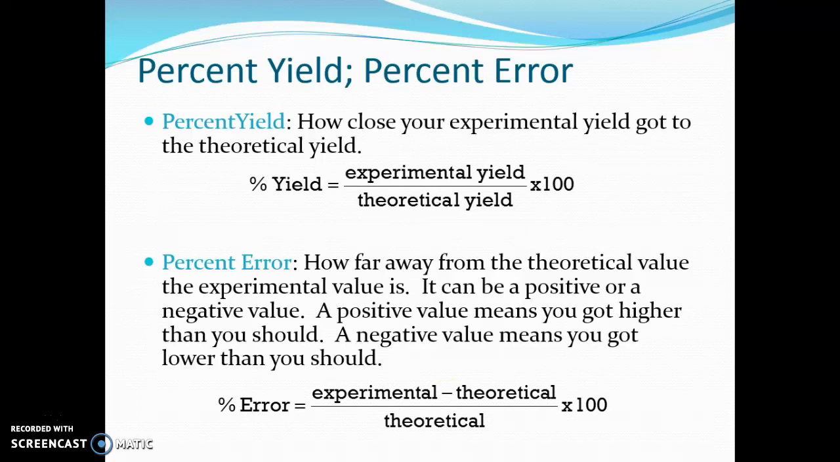But either way, percent error is going to be the difference, experimental minus theoretical. So if the experimental is less than what you were supposed to get, you're going to get a negative percent error. And if the experimental somehow magically is higher than what you're supposed to get, you're going to get a positive percent error. But then again, like I said, knowing if it's positive or negative, you're going to be able to analyze a little bit differently what you could have done wrong.